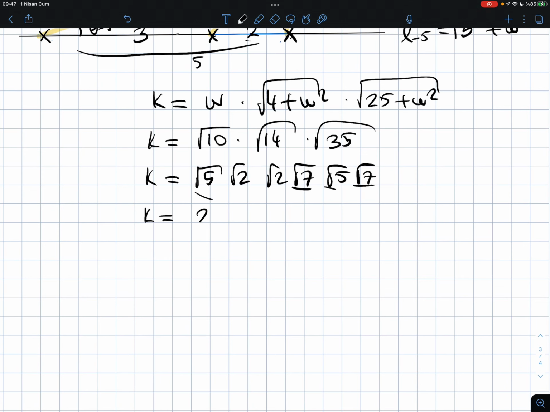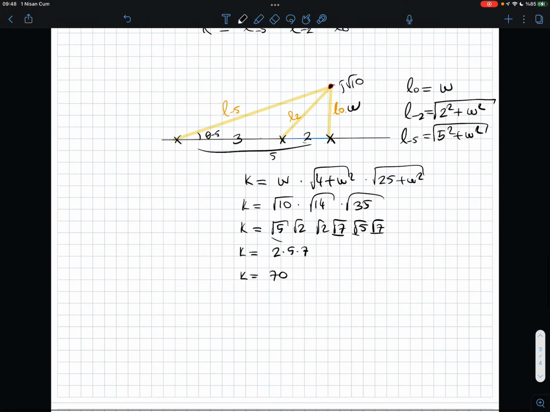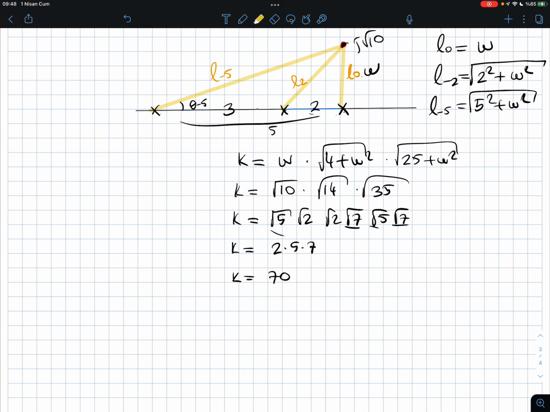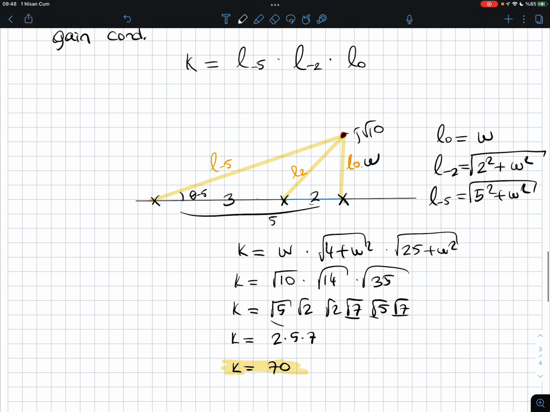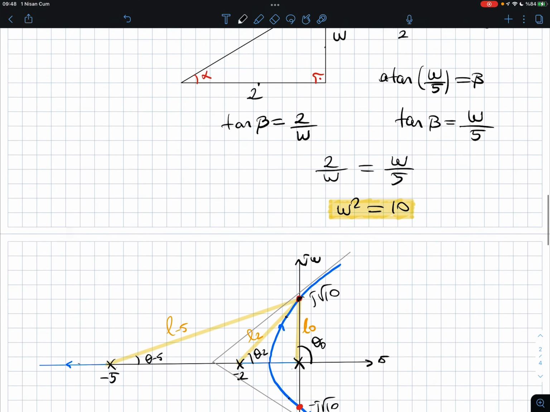Then we have 5 and 2. 2 times 5 times 7, so 70. Now, we have calculated a gain, but since we've calculated this gain, 70, we need to check if this is actually working.